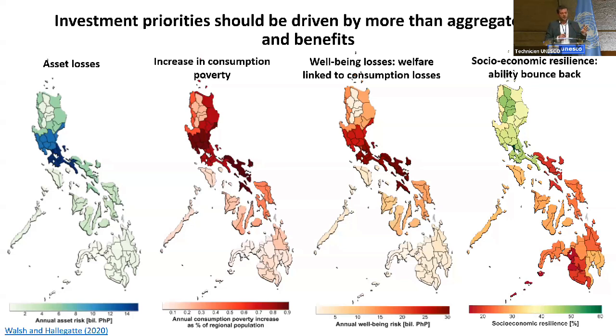I borrowed this slide from a report called the Triple Dividend of Resilience. A lot of the time we think about disaster risk management and disaster risk reduction investments as a cost. And it is an investment, and it's an investment that pays dividends.